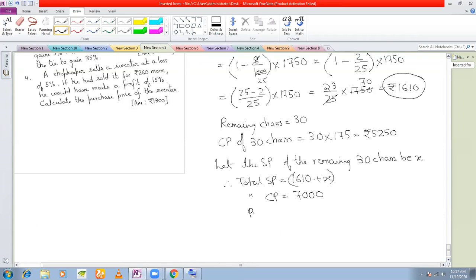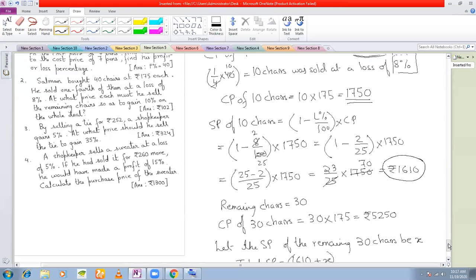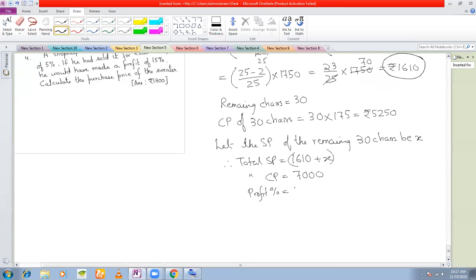Now, what is the profit percentage he wants? In the question, if you see, the profit percentage that he wants is 10%. Now you put it in the formula for profit percentage. You know that profit percentage is equal to profit. Let's first calculate the profit. Profit is selling price minus cost price.